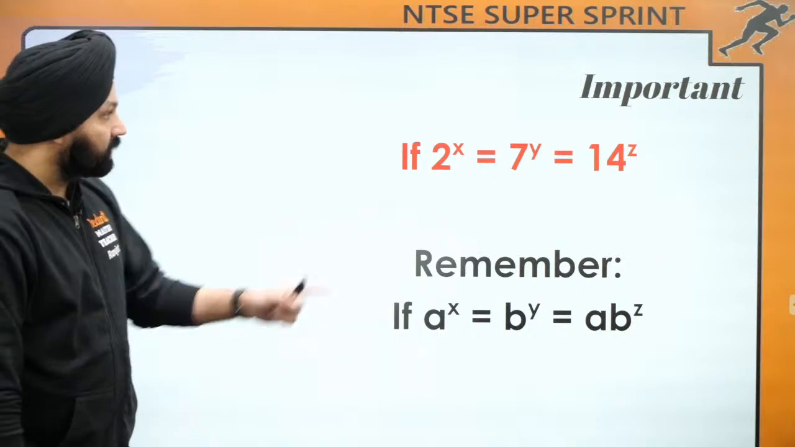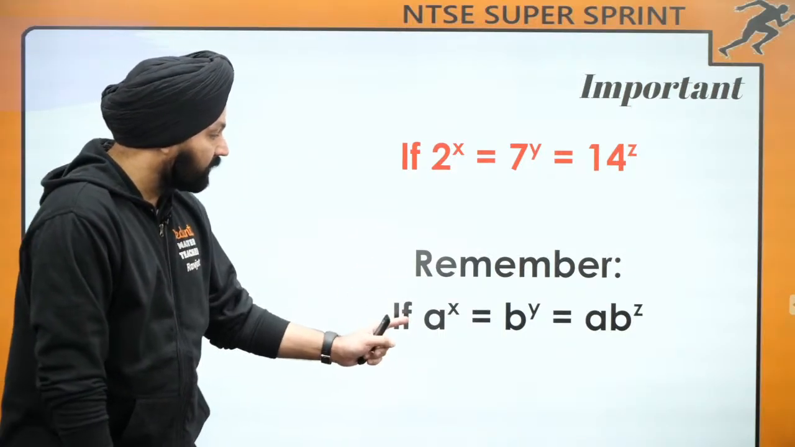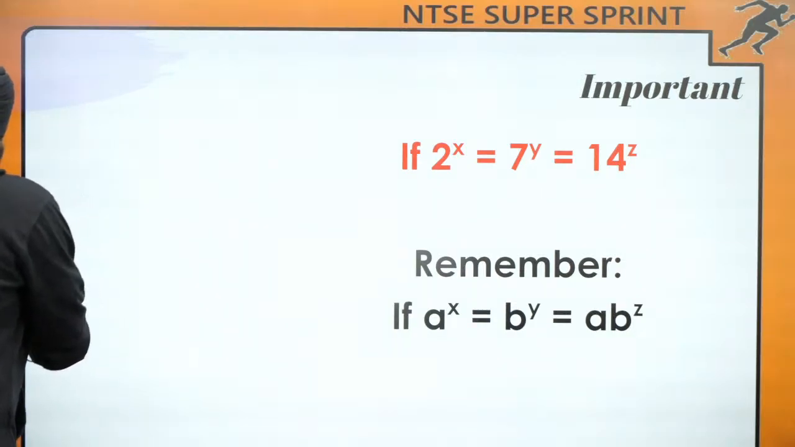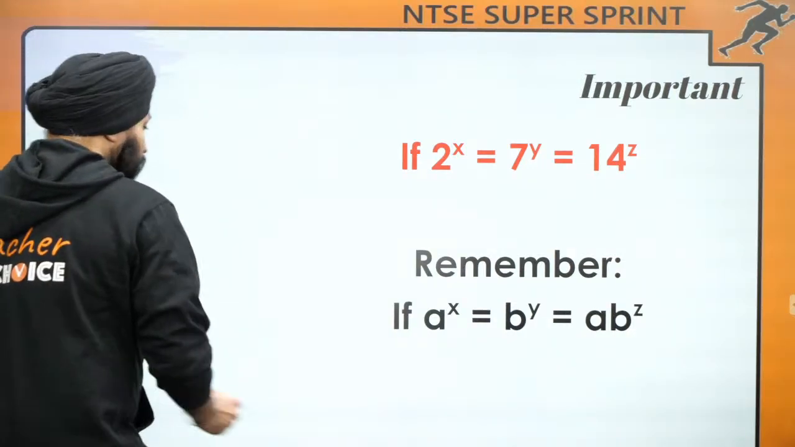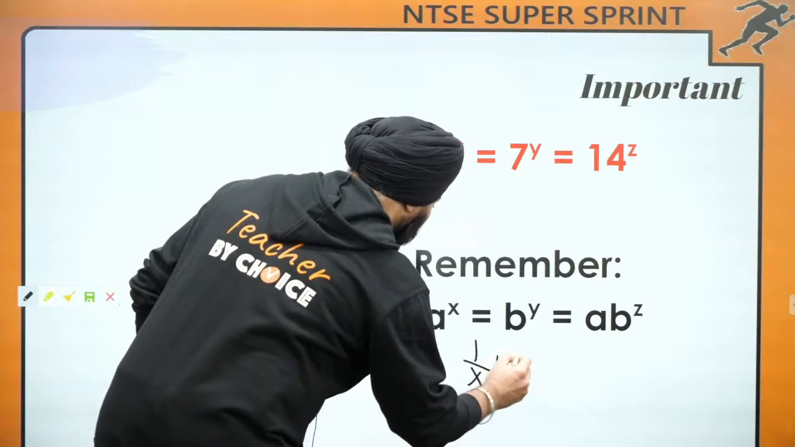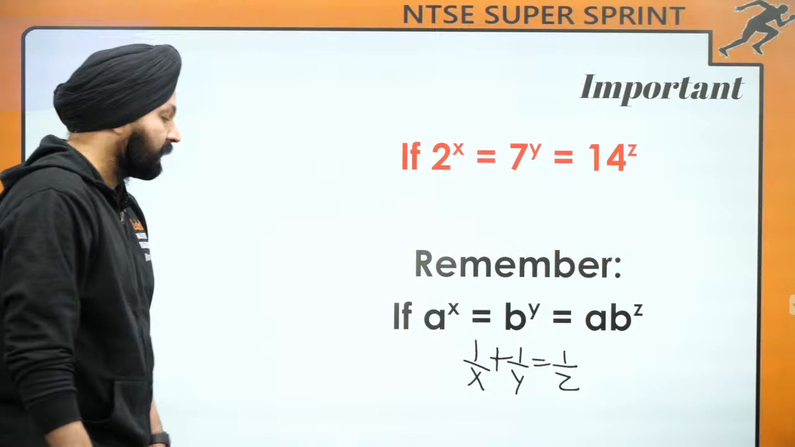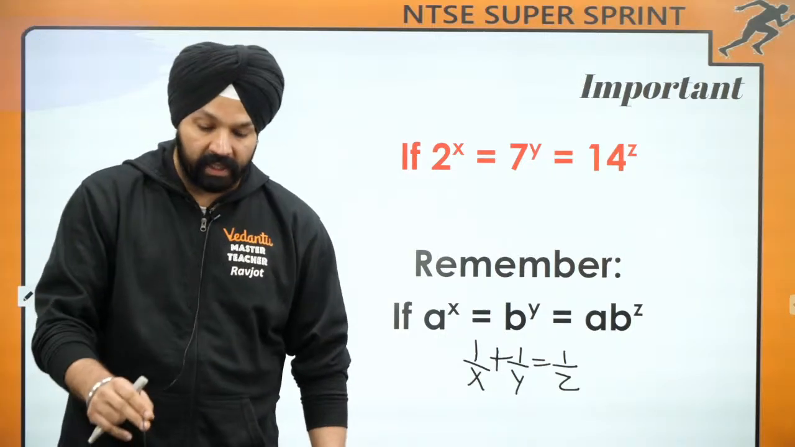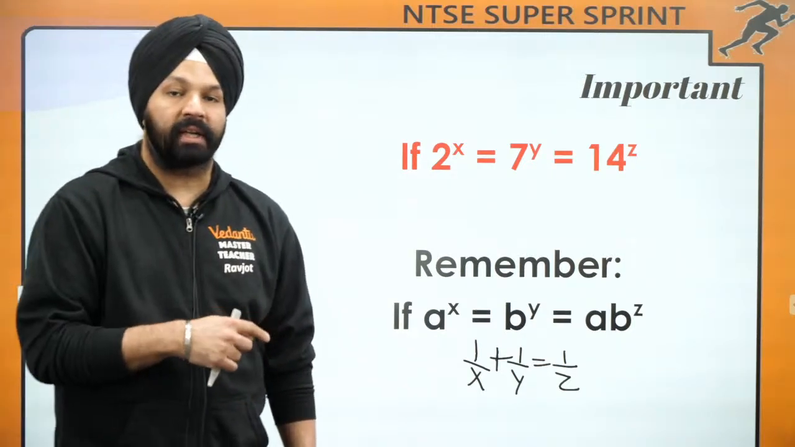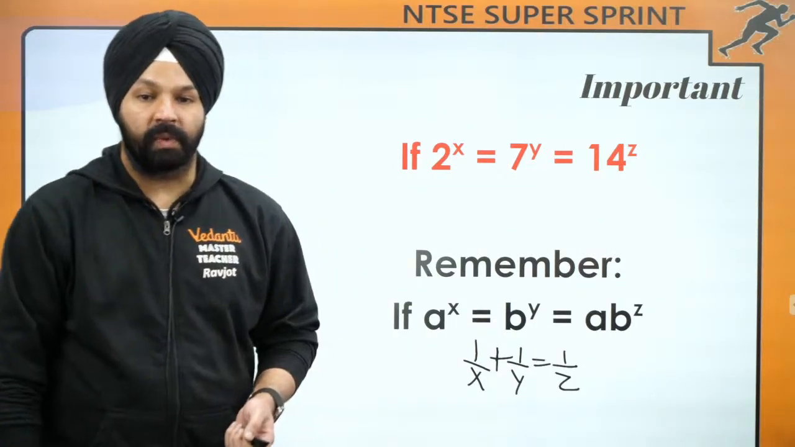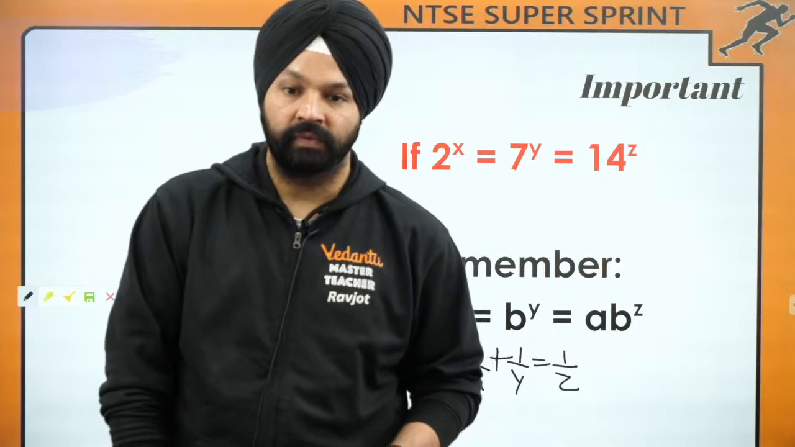So this is the generalization that is important: if a raised to power x equals b raised to power y equals ab raised to power z, then 1 by x plus 1 by y is equal to 1 by z. 1 by x plus 1 by y equals 1 by z is the result. ये अभी मैंने आपको derive करके बताया है, right? Now I am moving on to the next one.